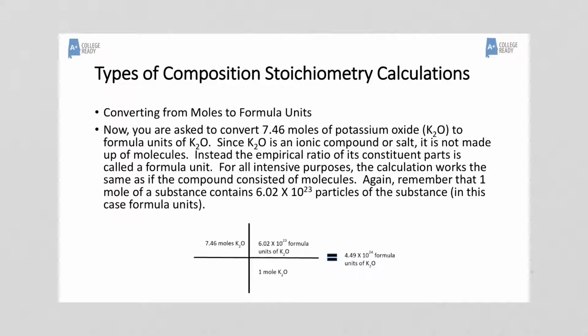So there's 6.02 times 10 to the 23rd formula units in 1 mole of an ionic compound, or salt. So here's our conversion factor, 1 mole, Avogadro's number worth of formula units. The mole portion has to go on the bottom so that moles cancel with moles. We multiply across the top, and we end up with 4.49 times 10 to the 24th formula units, in this case of potassium oxide.